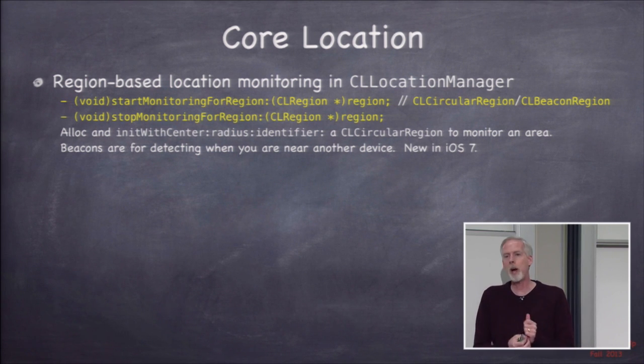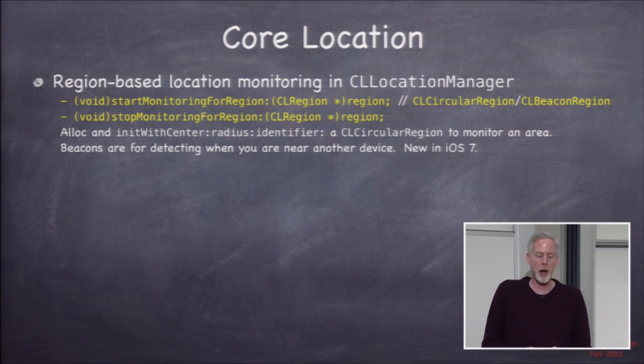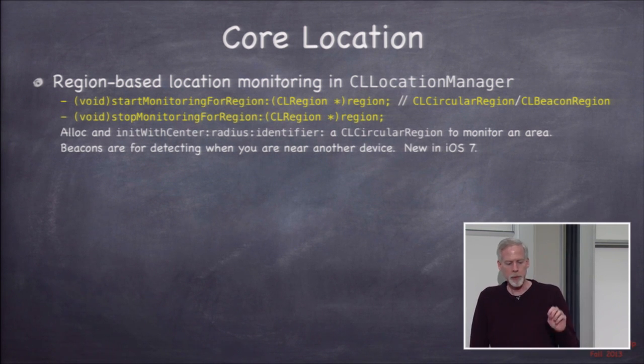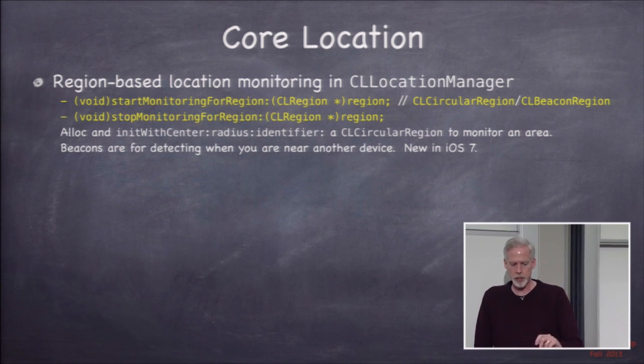Now, yes, there's a limit to how many of these you can have. I don't know what it is, 40 or something like that, for your app. But this is also incredibly efficient. So this is happening at a very low power, efficient level as well. The circular region is obvious to create. You just create a CLCircularRegion.